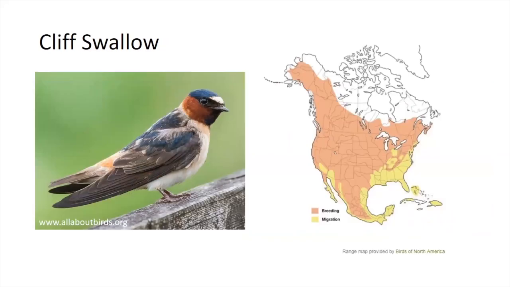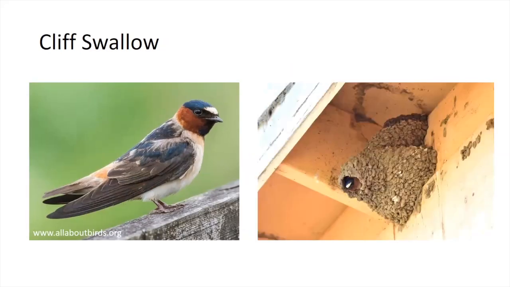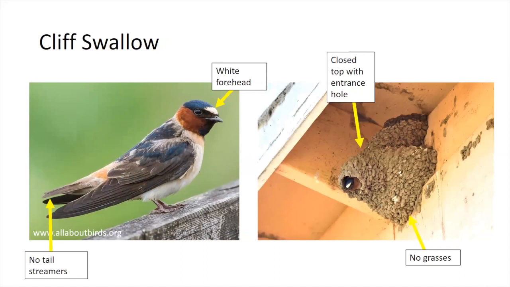The next swallow is cliff swallow, which looks pretty similar. The easiest way to tell them apart is the lack of tail streamers in the cliff swallow and the white forehead. And the cliff swallow generally forages at a higher altitude. And the nest, unlike the barn swallow, has a closed top, and they don't use any grasses in the nest. It's only mud.